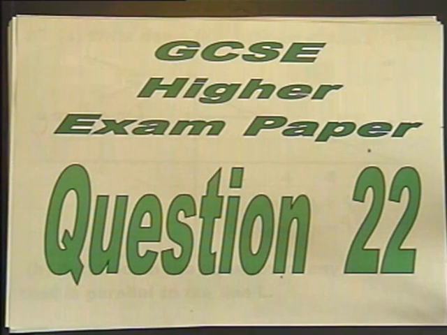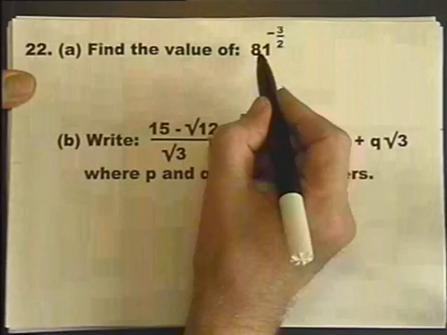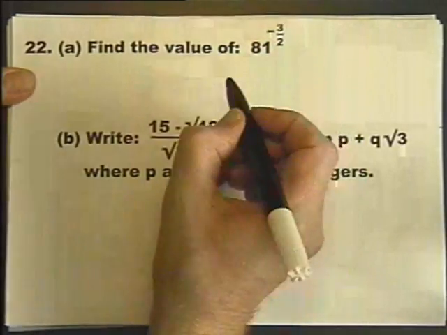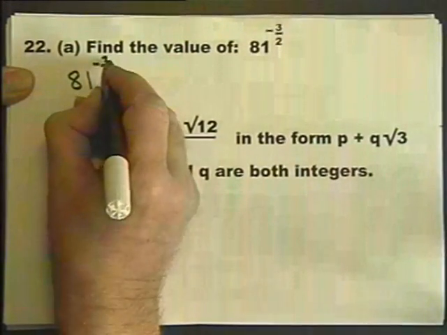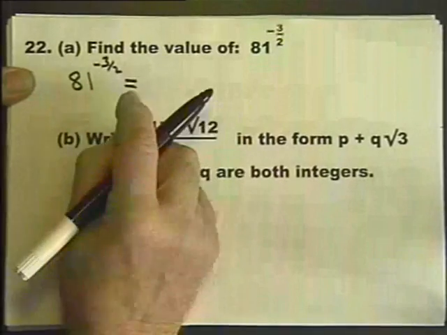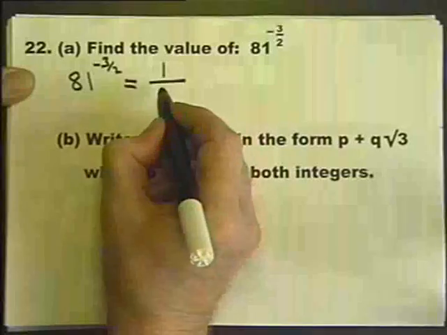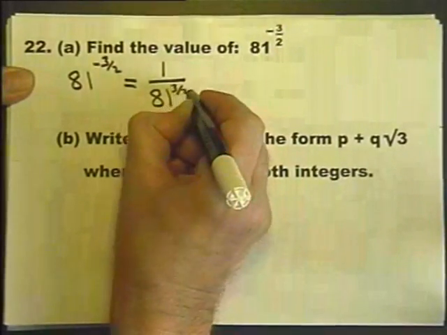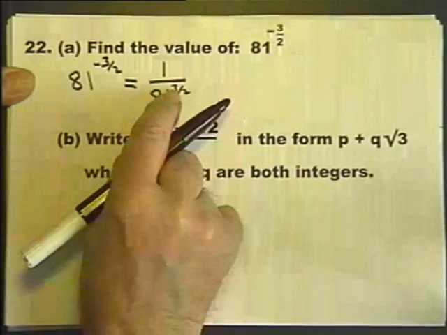GCSE Higher from 2011, question 22 from paper 3. Find the value of 81 raised to the power of negative 3 over 2. So let's do this step by step. Let's first off consider what the negative's doing. The negative is a reciprocal, or to put it another way, 81 to the minus 3 over 2 is the same as 1 over 81 to the 3 over 2.